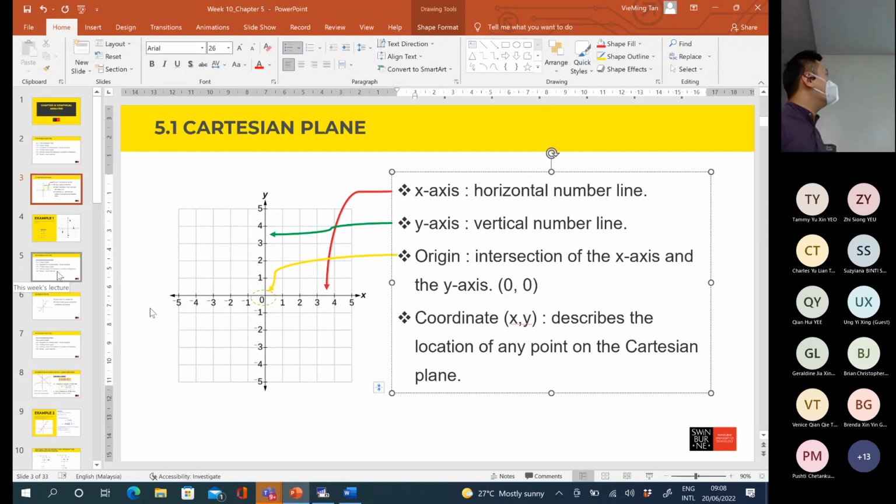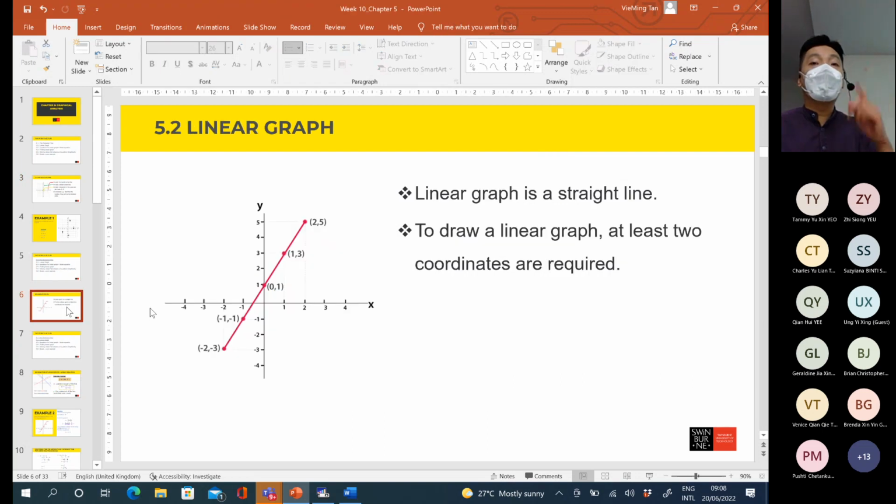Next, how are we going to use this Cartesian plane to draw a line? We'll start with the basic one, the linear equation, the linear line. What's the meaning of a linear line? A linear line is a straight line. If the power of the unknown variable is 1, then that is a linear line. We already learned in the last chapter that when the unknown variable has a maximum power of 1, that is a linear equation.